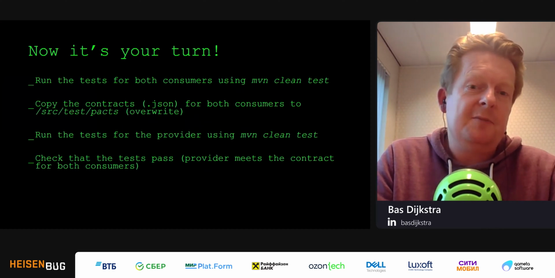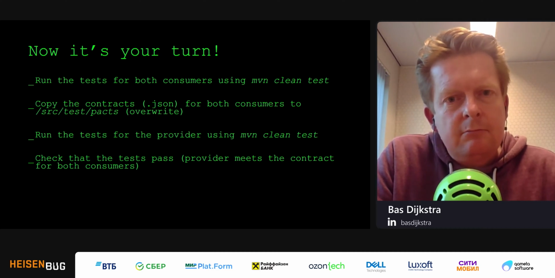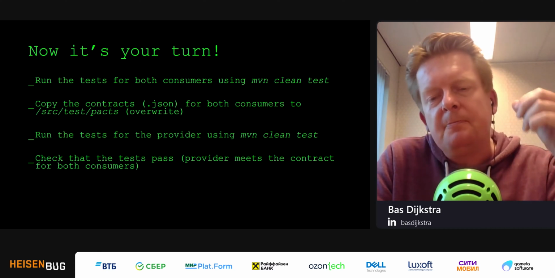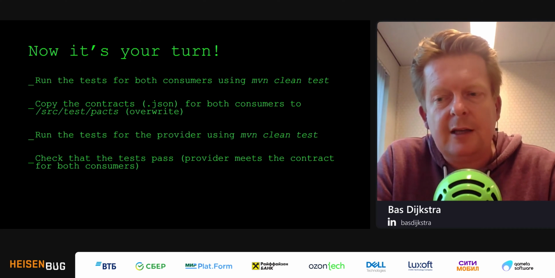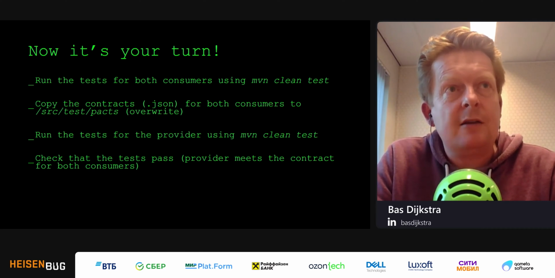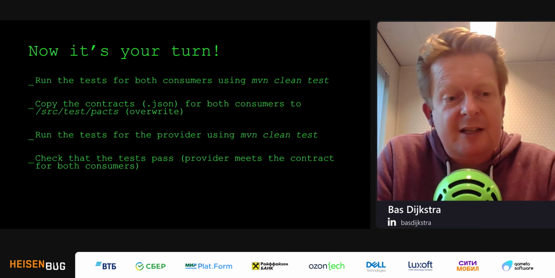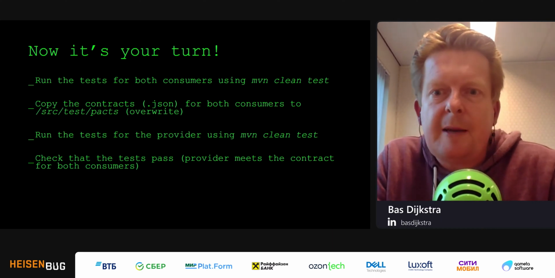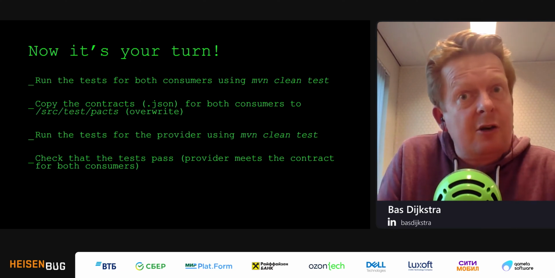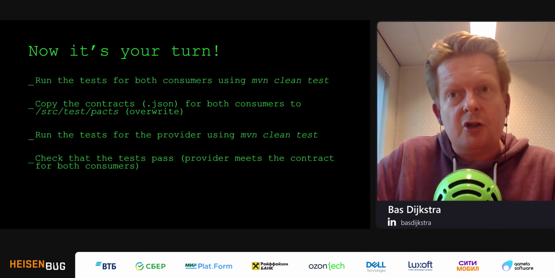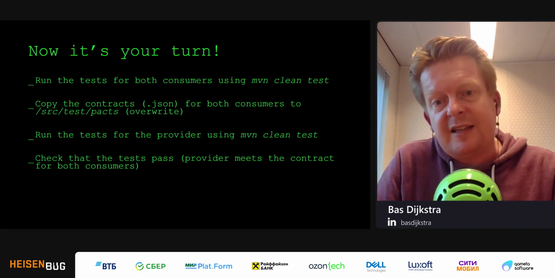This is a workshop, which means there's work for you to do too. I want to give you 5 minutes to repeat this process for yourself, just to get some familiarity with the consumer-driven testing process in Pact. So that's basically executing these 4 steps that I've written down here on screen, exactly copying what I did just before the break. Run the tests for both consumers using mvn clean test, Maven clean test.